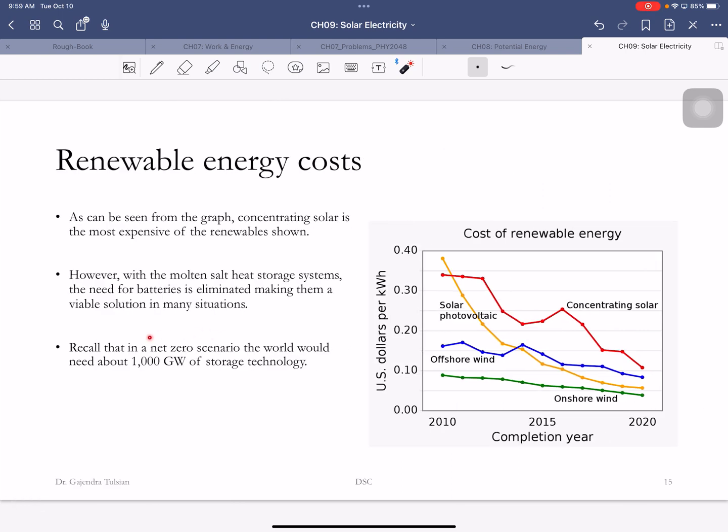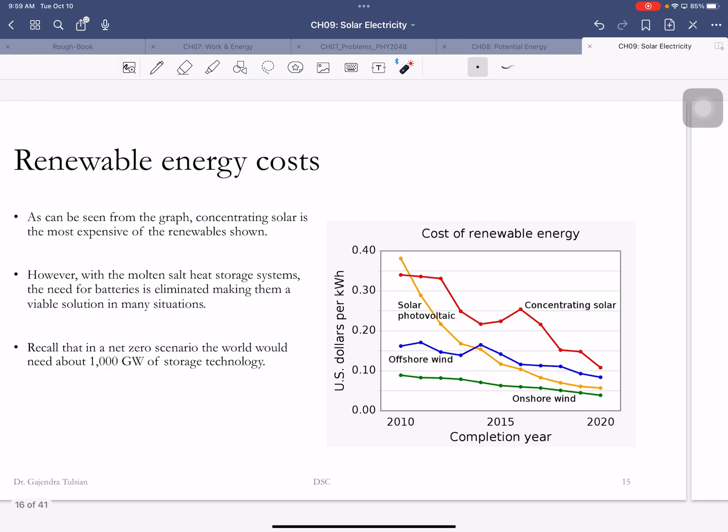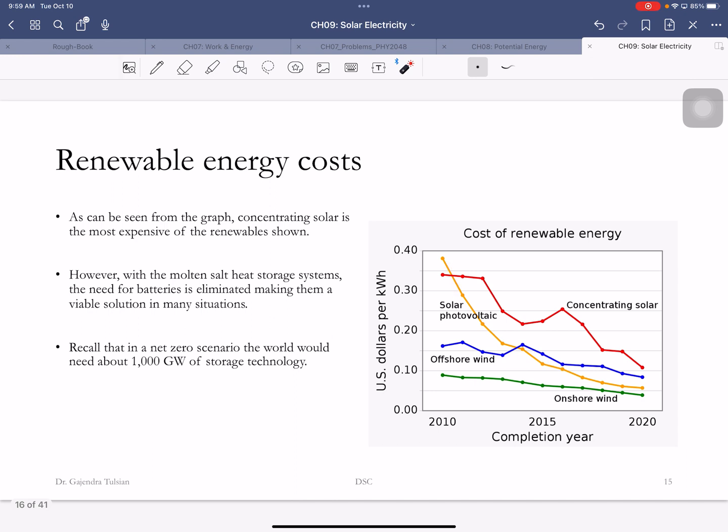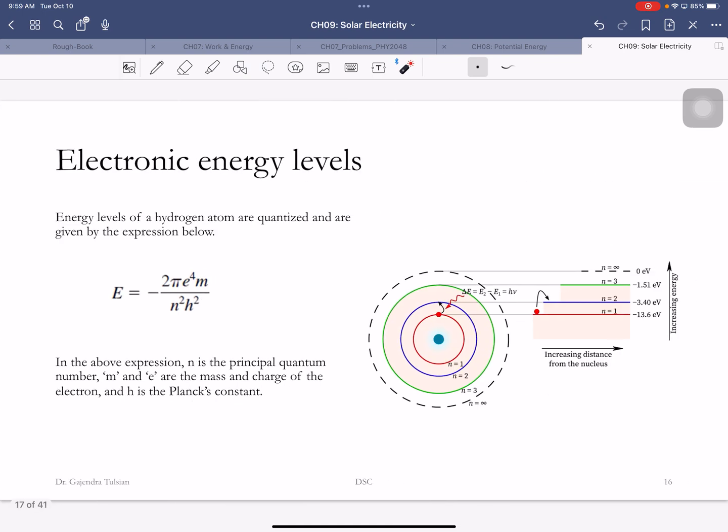All right, so again, remember this number. This is a good number to have in mind. In 50 years, you need 1,000 Hoover Dams worth of batteries, when you're running the planet on renewable energy. So onshore wind is the cheapest, then photovoltaics is the next cheapest, then offshore wind, and so on, and concentrating solar power.